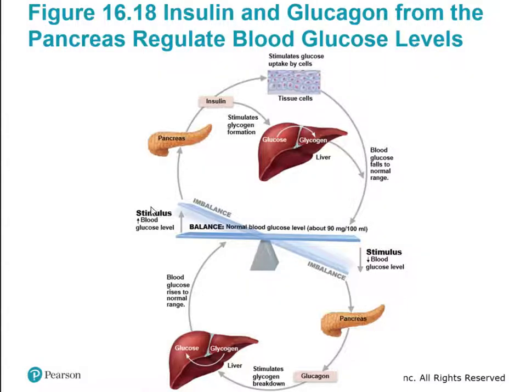So the negative feedback, we would go back to the pancreas and turn glucagon production off. So we don't add any more glucose to the blood.